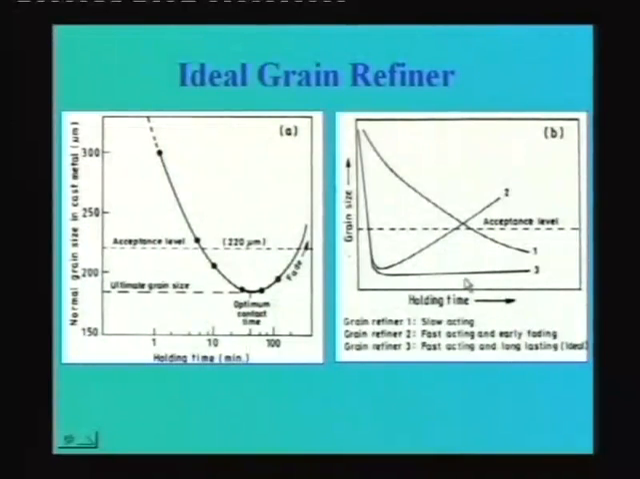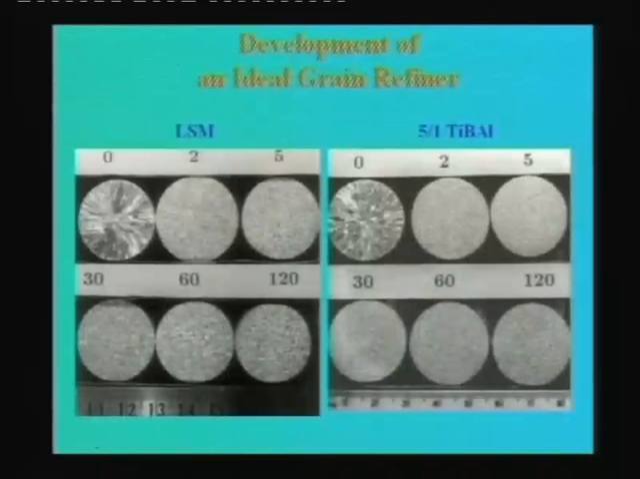And the best is what we call the ideal grain refiner, which is fast acting and long lasting. This is crucial, and it can be achieved by proper control of the particle sizes. If you have a good combination of fine and coarse particles, the fine particles act as good nucleating sites within a very short period, and the big particles act as nucleating sites on longer holding. So you can have a good combination of both, and that's what we have achieved, and we try to compare it with what is commercially available.